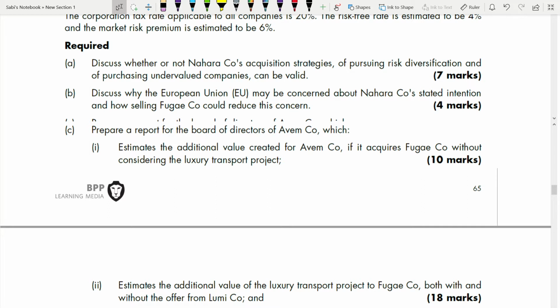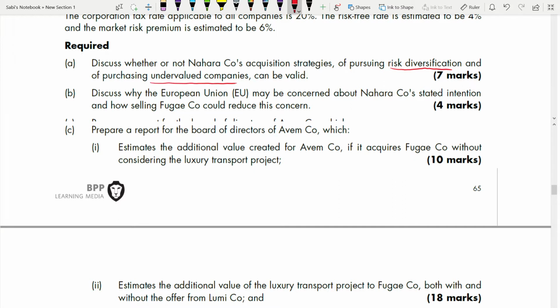So coming to A, discuss whether or not Nahara Company's acquisition strategies of pursuing risk diversification and of purchasing undervalued companies can be valid. So you have to say whether it is valid or not. You don't have to read the case study. By looking at the requirement, you can tell that the acquisition strategy of this company Nahara is either for risk diversification, they are acquiring companies maybe to diversify the risk, or they are purchasing undervalued companies. Can it be valid?